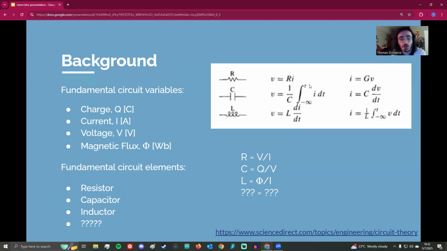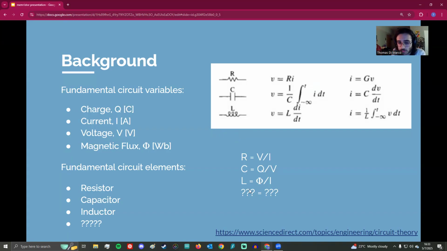are written here. And these elements all relate 4 fundamental variables of E&M, those being the charge, fundamental for electricity, current, voltage, and magnetic flux. Now, these variables are described in Maxwell's equations, Ohm's law, all the entirety of E&M.